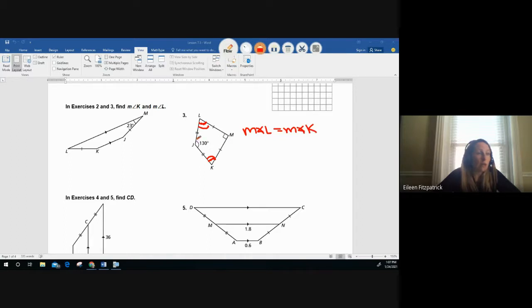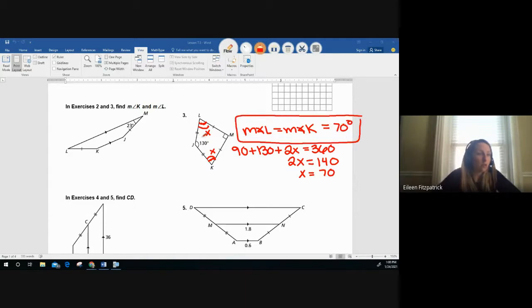I know the 4 angles have to add up to 360, so I can say 90 plus 130 plus, and you could say 2x, or you can label them x and x because they're congruent, is equal to 360. So you're going to have 2x is equal to 140, divide both sides by 2, and x equals 70. So that means that both of those angles are 70 degrees. And you can double check, add 70 plus 130 plus 90, make sure you get 360.